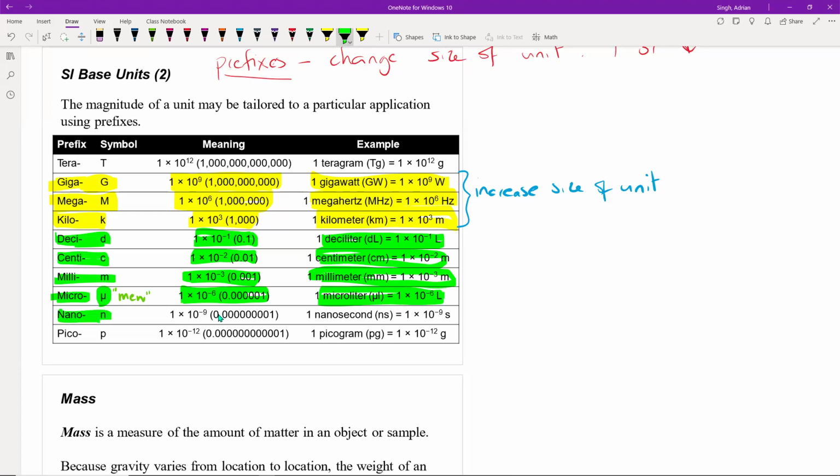Nano is the next one. Nano means 1/1,000,000,000th of something. So a nanosecond is 1/1,000,000,000th of a second. And then pico is the last one. We don't see pico as frequently, but we do see it occasionally, especially when we get down to maybe sizes of atoms. Even so, we really don't get down to that scale. It's usually nano that we see. So the green ones here are the ones that decrease the size of the unit. You need to know these.